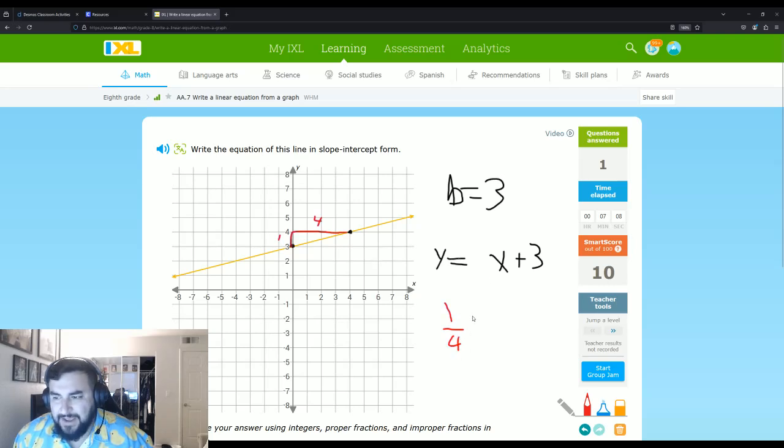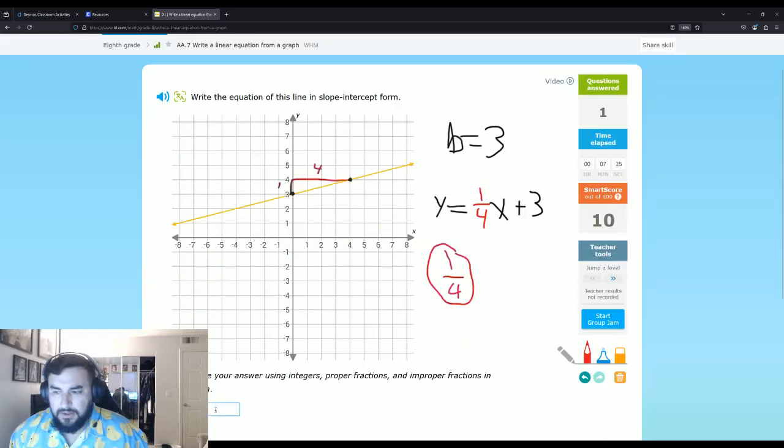And I can't divide that because it'd be 0.25. We don't want decimals right here. You want to keep this a fraction or a whole number. Okay, so keep it like this, 1 over 4. So I put 1 over 4x plus 3. And there is my equation. So now I got to type in y equals mx plus b, but the m, our slope, was 1 over 4. And our y-intercept, where it touched the y-axis, was the number positive 3.